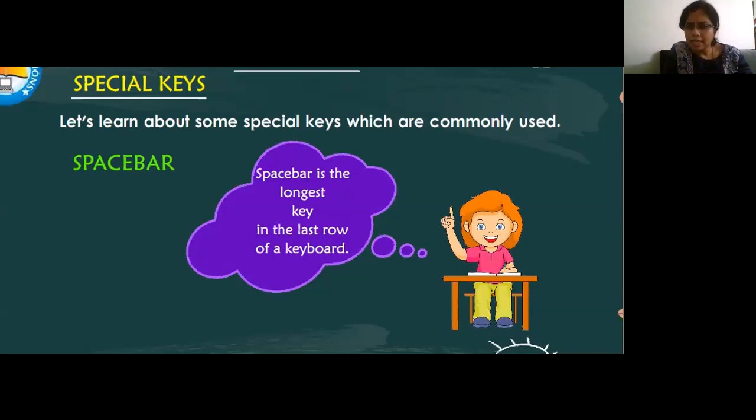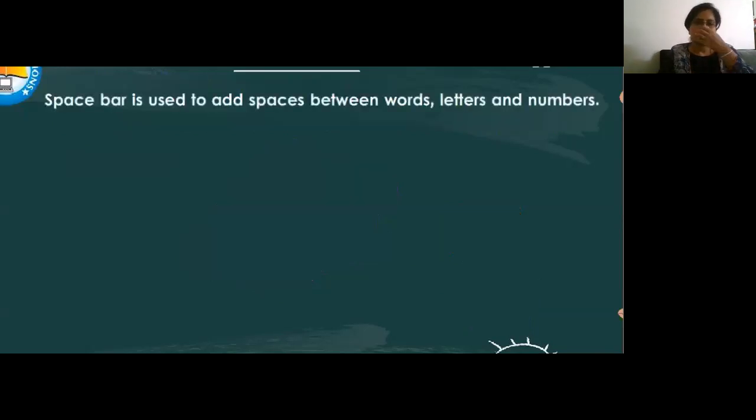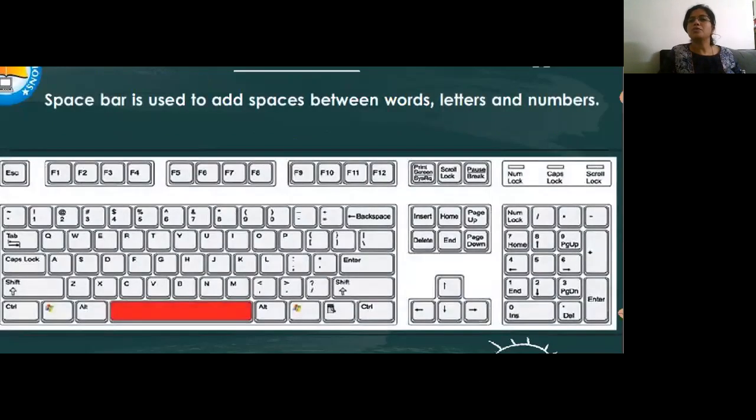Spacebar is the longest key in the last row of your keyboard. Spacebar is used to add space between words, letters and numbers. You can see here the longest key of our keyboard at the bottom. Yes, you can see here it is highlighted in the red color, correct? So this key we use to put space between our words. Now I'll just show you.